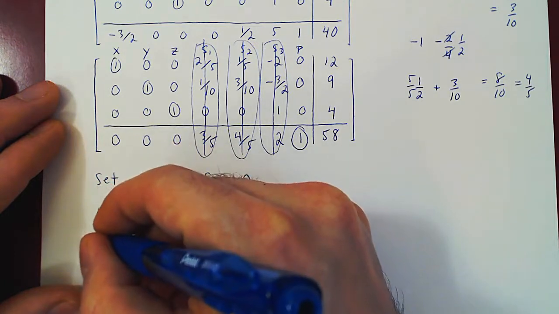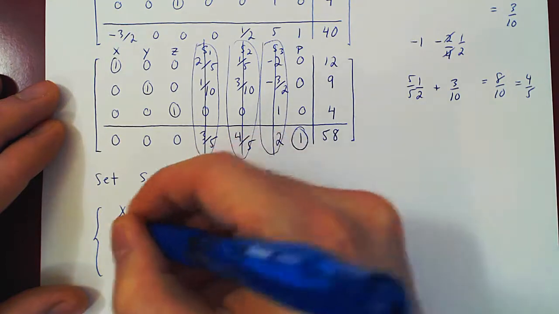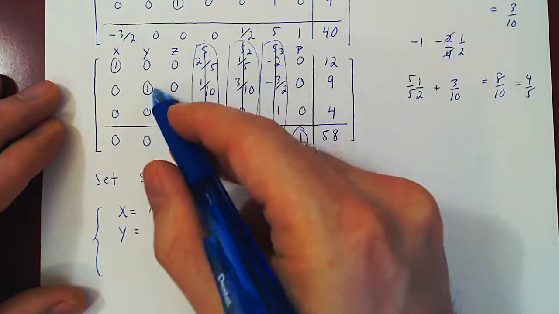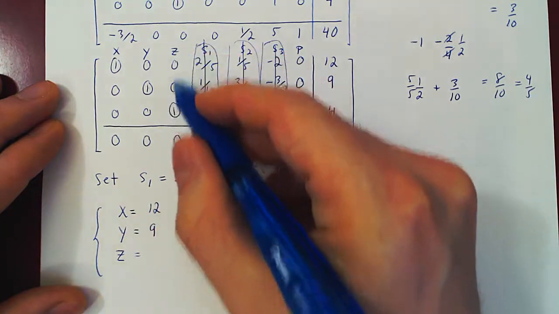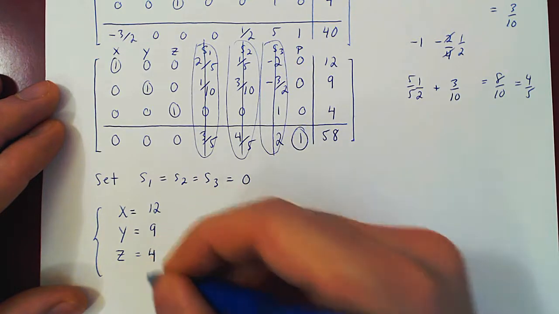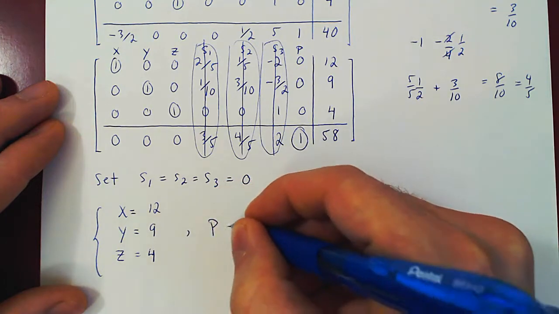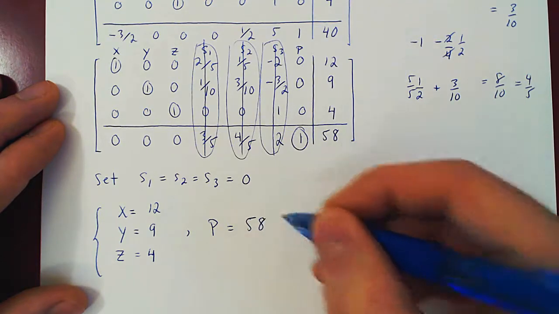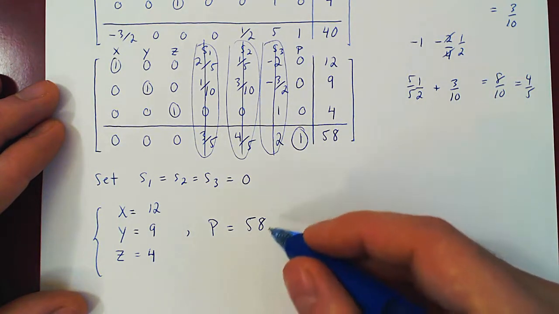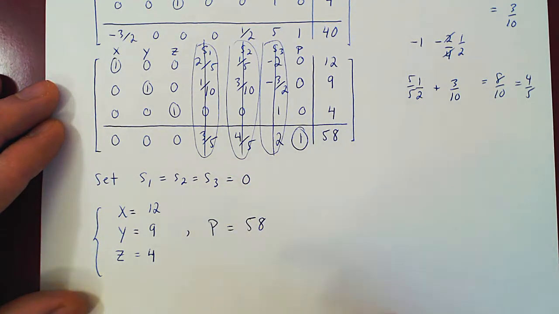Well, let's solve for x. X equals 12. Let's solve for y. Y equals 9. Let's solve for z. Z equals 4. And with these three values, the objective function attains its maximum value of 58. And we're done. So we maximize p when x is 12, y is 9, z is 4, and the maximum value of p at this point is 58.